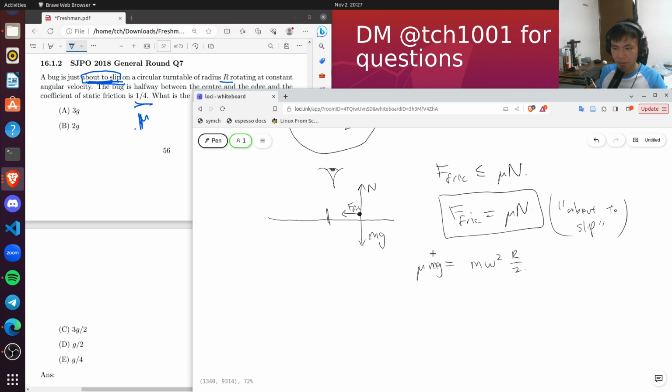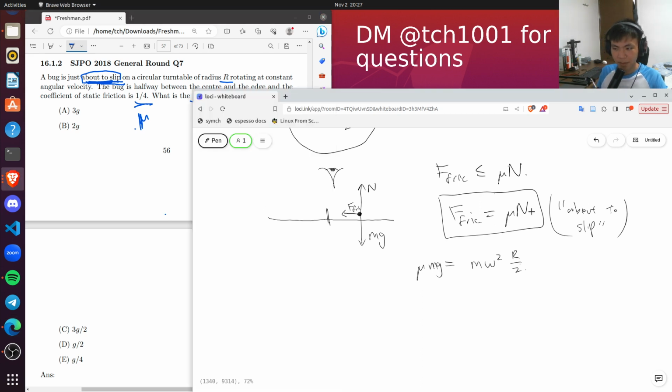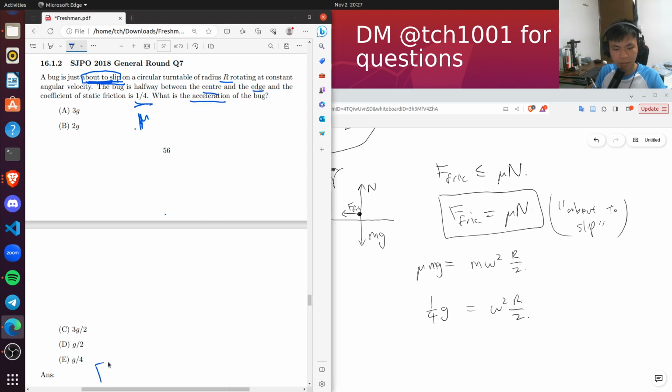So from here, what's the final quantity I'm interested in? The final quantity I'm interested in is the acceleration of the bug. So the acceleration of the bug is omega squared r/2, and in this case, acceleration is simply mu times g. In this case, mu is 1/4. So the answer is 1/4 g. So the answer is E. Okay? So I'll see you in the next question.